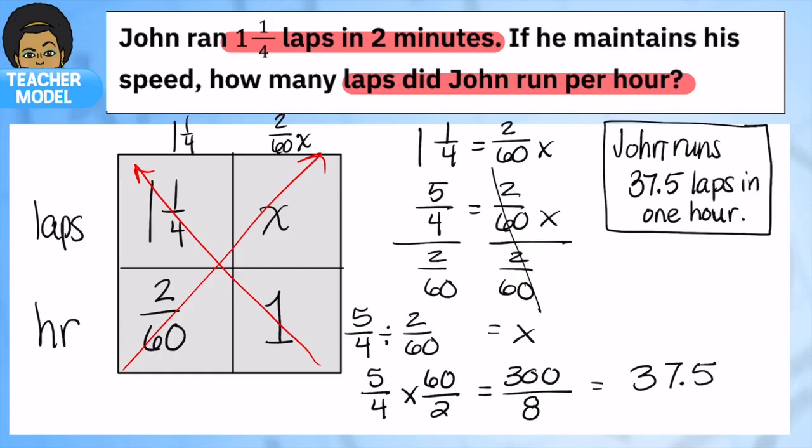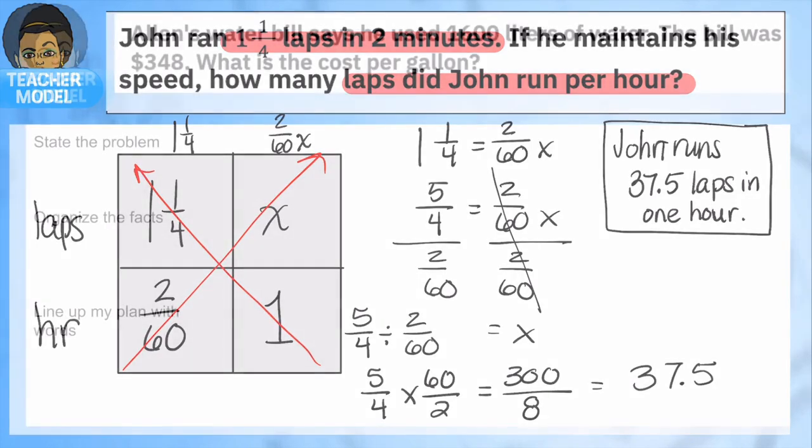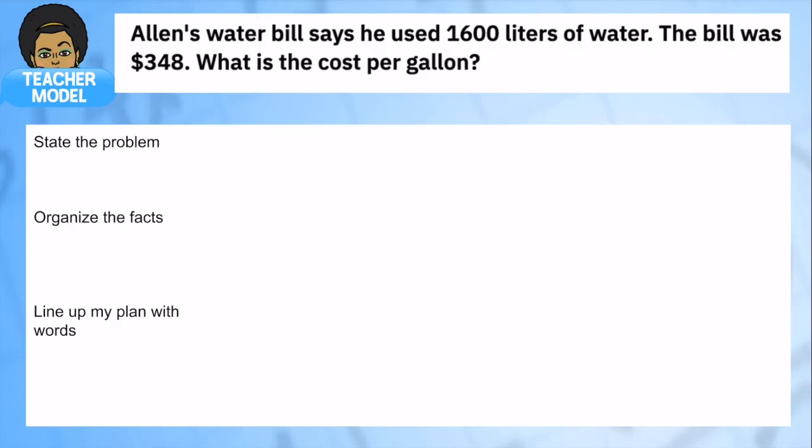We're going to do more problems like this where we convert units. So take a look at how we do it in the next problem. Alan's water bill says he uses 1,600 liters of water. The bill was $348. What is the cost per gallon? If you read it too quickly, you probably would miss that we have 1,600 liters, but they want the cost per gallon. So here's what we're going to do.